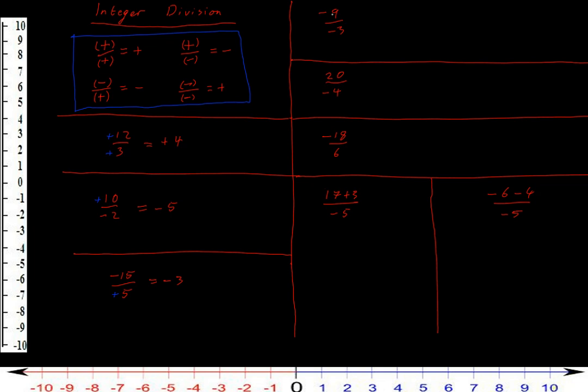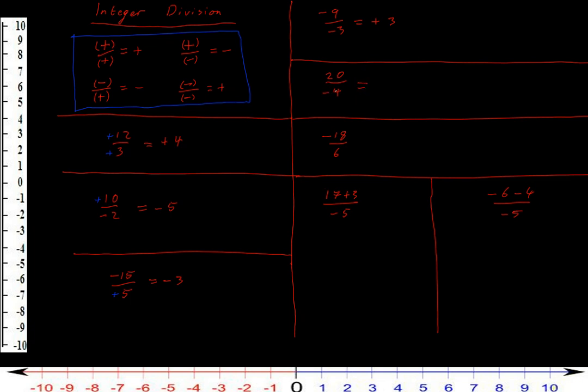Next I have minus 9 divided by minus 3. So I have minus divided by minus will give me plus. And I have 9 divided by 3. How many 3's are there in 9? There are 3 of them. There are 3 3's in 9.